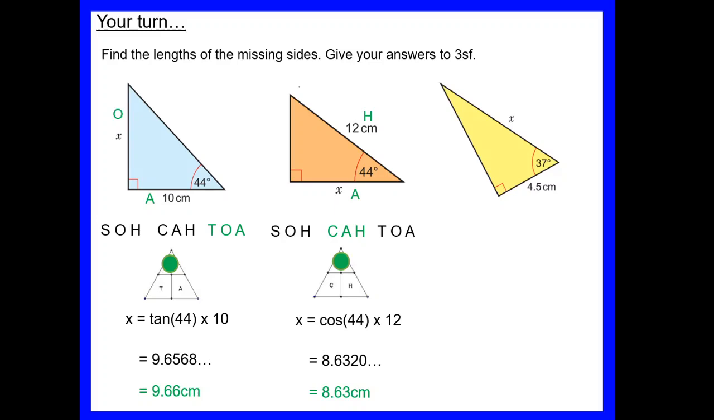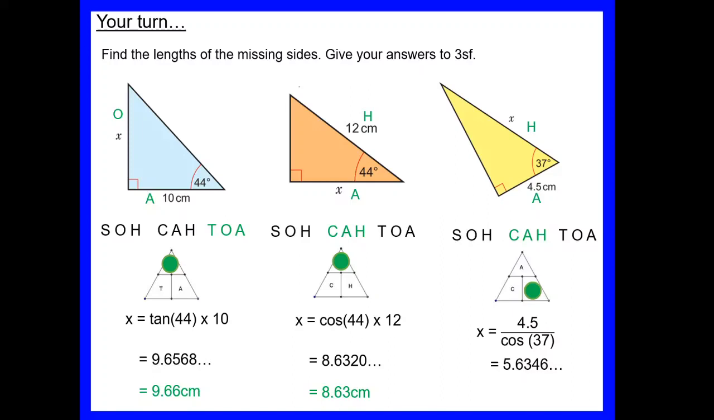Finally then, we've been given the adjacent. We'd like to find the hypotenuse, so we're going to use car again. There's our car triangle. This time though, we want to find the hypotenuse, so we cover the hypotenuse and we're left with the adjacent over the cosine theta. So the adjacent was 4.5 over the cosine theta was 37, and that gives us 5.6346, etc. to three significant figures, 5.63 centimetres.